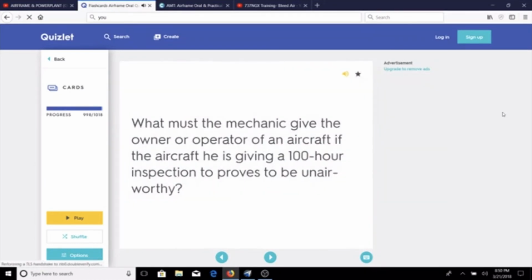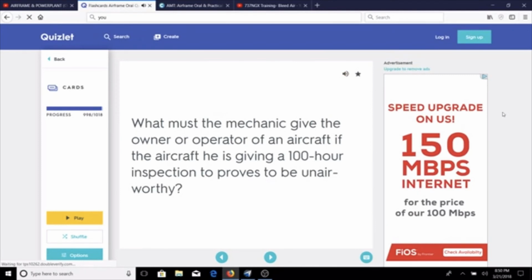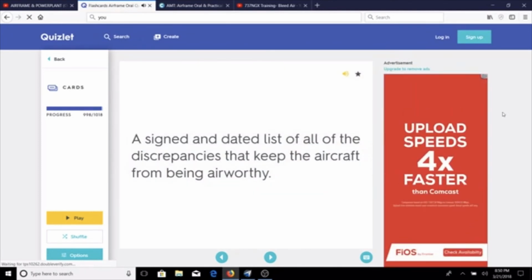What must the mechanic give the owner or operator of an aircraft if the aircraft he is giving a 100-hour inspection to proves to be unairworthy? A signed and dated list of all of the discrepancies that keep the aircraft from being airworthy.